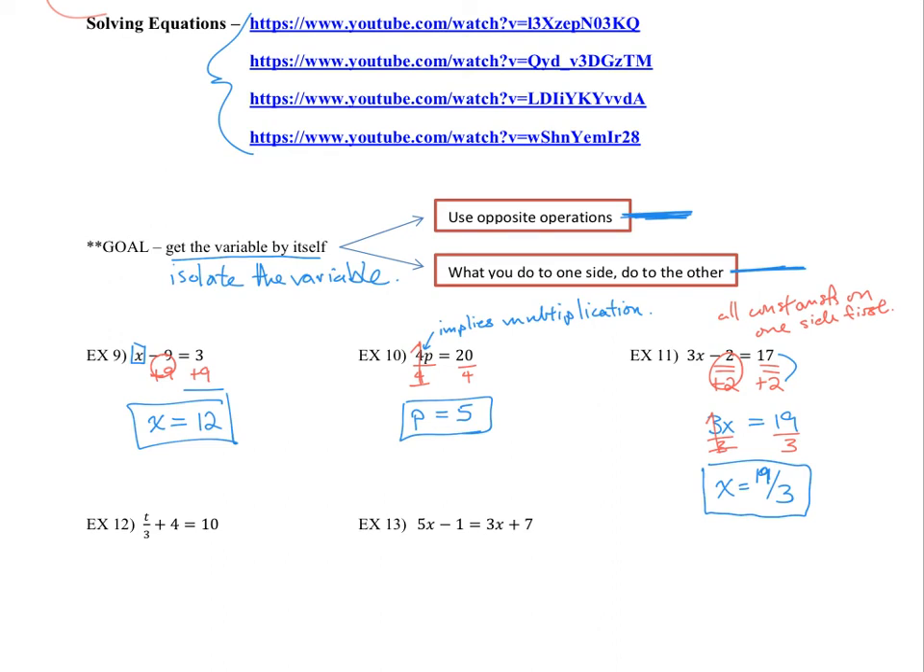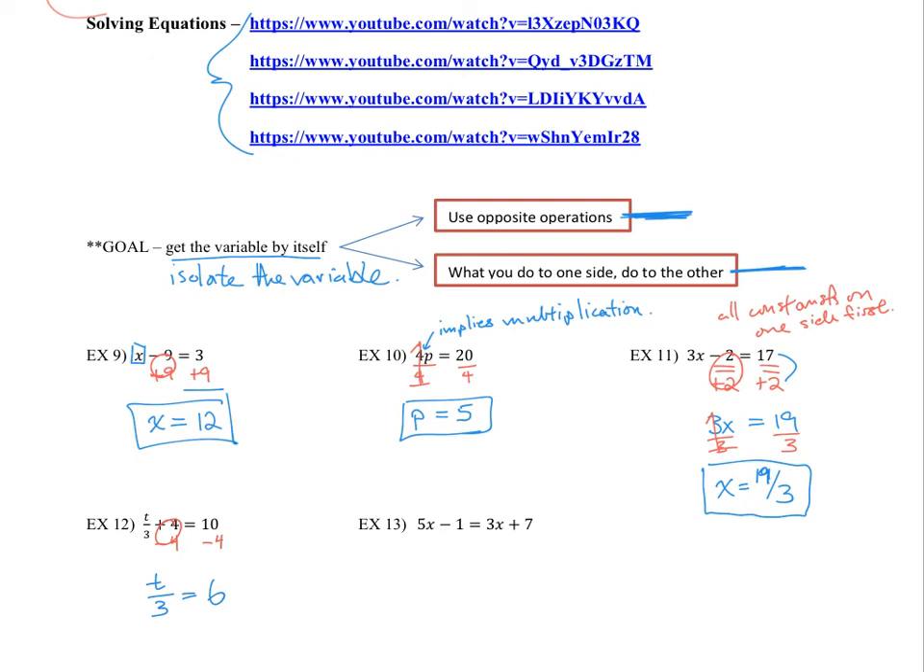For these last two, number 12 follows a pretty similar scenario to number 11. We have to get all of the constants on the opposite side of the variable. So here we go. That just means I'm going to subtract 4 to zero that out, and I will have t divided by 3 equals 6.